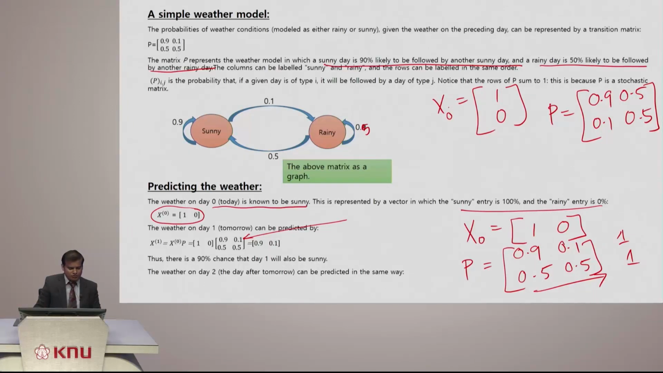Again, in this problem we can go to the next state, x1, which is x naught times P. So you are getting results based on what we have in hand. So there is a 90% chance that day 1 will also be sunny based on that, and day 2, the day after tomorrow, will be predicted in the same way. So we can predict the weather based on whatever data we have in hand.